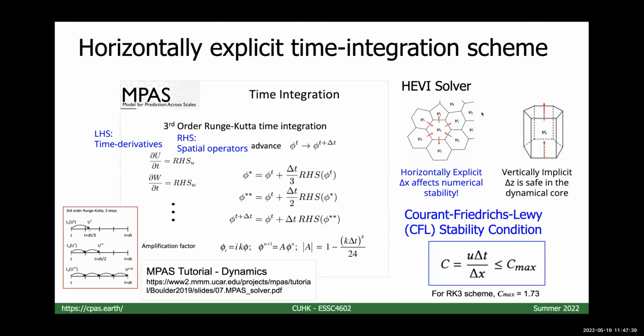So the stability condition applies to the horizontal cell spacing only. And the implementation of time integration in MPAS is actually a more complicated, higher order numerical scheme called the Runge-Kutta scheme. And it has some more details in the actual computation steps.